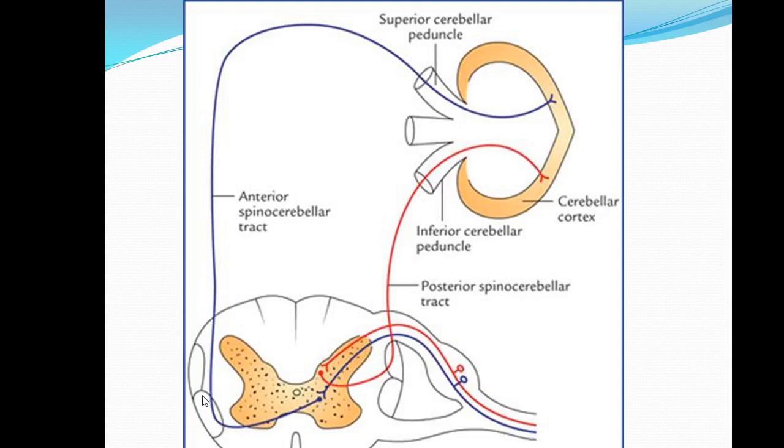While the anterior spinocerebellar tract traverses a longer course, the fibers cross in the spinal cord, they ascend up through the spinal cord, medulla oblongata, pons, and midbrain, and through the superior cerebellar peduncle, they reach the cerebellum.